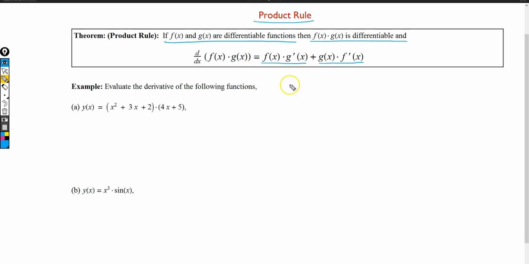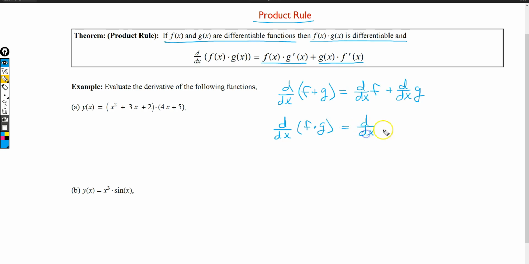Many people might incorrectly guess that the derivative of this would be the derivative of f times the derivative of g, but that is not the case, so do not make that mistake. It's very easy to make that mistake because, after all, the derivative of the sum of two functions, that is the derivative of f plus the derivative of g. That is absolutely true. And so you might incorrectly guess that the derivative of the product would be the product of the derivatives, but this is absolutely not correct, so do not make that mistake.